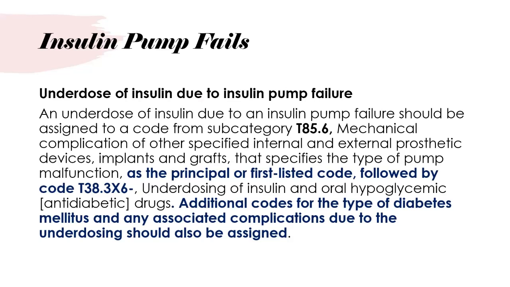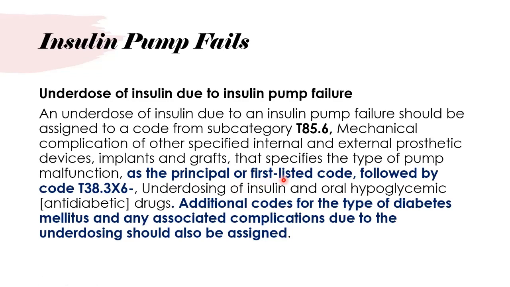So a failure could be an underdose of insulin because the insulin pump failed. So if there is an underdose, notice that we're to code from category T85.6. The title of that category is mechanical complication of other specified internal and external prosthetic devices, implants, and grafts. So this is specifically the pump being referred to here. So the first code would come from category T85.6 if there is an underdose, okay?